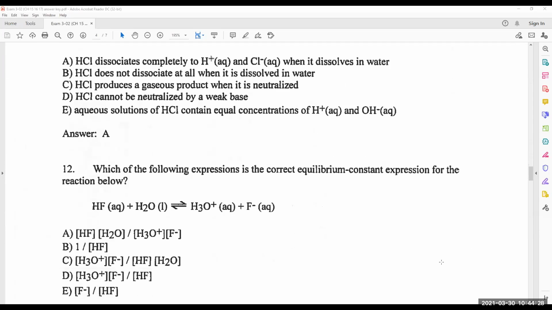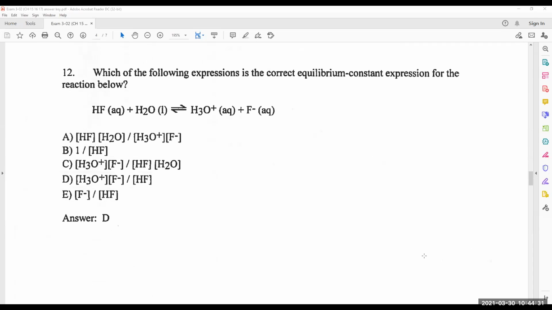Okay, number 12. Which of the following expressions is the correct equilibrium constant expression for this reaction that's given? So the reaction was HF plus H2O going to H3O plus and F minus. The thing you had to note there was that the water has a little L in parentheses next to it. That tells us that it's a pure liquid, and pure liquids count as one and don't show up in our equilibrium expressions. So we wouldn't use that one, but we'd use the other three components of this reaction.